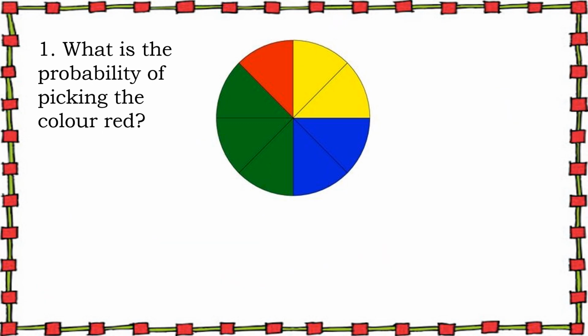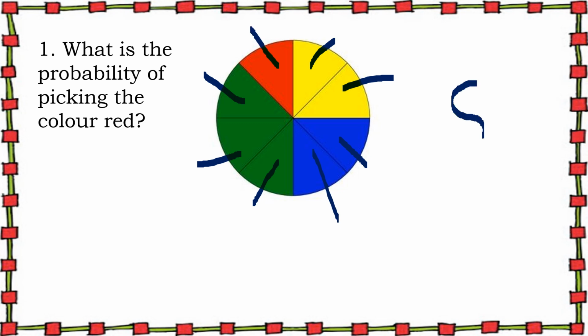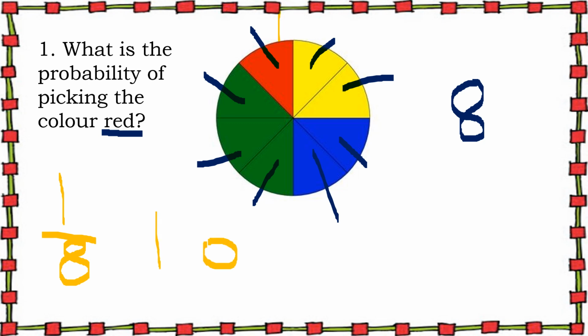Next, it says, what is the probability of picking the color red? Again, we have to count how many spaces we have in total. 1, 2, 3, 4, 5, 6, 7, 8. We have 8 spaces in total. Go back to your problem and see what they are asking you for. They are asking you for the color red. Go back to your spinner now and figure out how many red you have on your spinner. You only have one red. So your answer should be 1 over 8, or 1 out of 8.